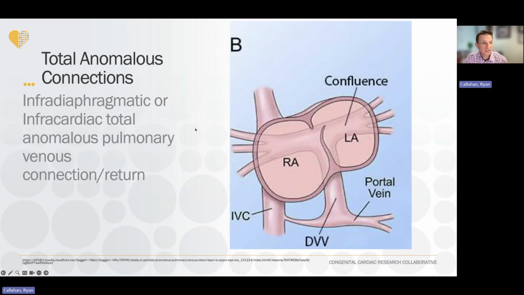So if you can have supracardiac, you can definitely have infracardiac or infradiaphragmatic, because it goes below the diaphragm. So here you see all the right-sided veins and the left-sided pulmonary veins joined together behind the heart, and then they drain down the descending vertical vein, typically into the portal system. There's some variance, but for the purpose of this diagram, we enter the portal vein, which then eventually makes its way back to the IVC once it gets through the liver and through hepatic veins.